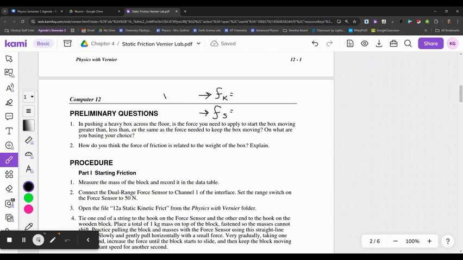Now, kinetic friction is friction taking place while the object's in motion, and static is while it's standing still. That's how I remember it: S for still. It's not moving. Both of them are equal to your force normal times your coefficient of friction, so mu sub K for kinetic and mu sub S for static.